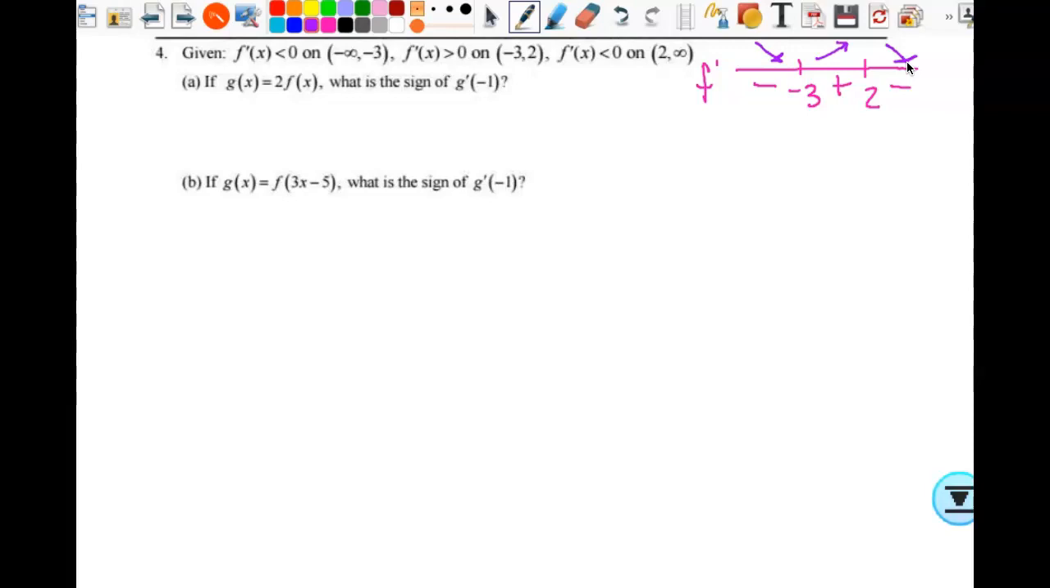So since here it gives us g of x, and we want the sign of g prime of negative 1, I probably need g prime of x. So I told you to go ahead and find that. So g prime of x, is this easy or difficult?